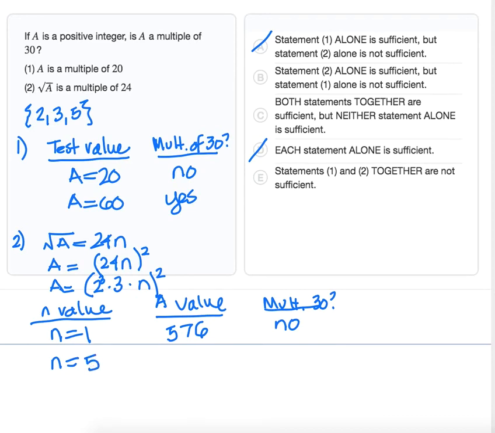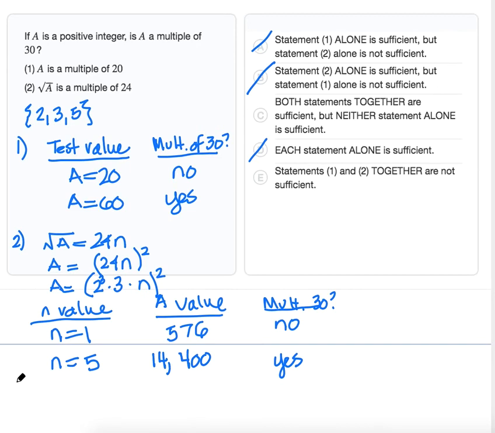Then 24 times 5 is going to be 120, and this might require some multiplication on your part, but our A value is going to end up being 120 squared, which is 14,400, which it turns out, and we can figure this out by factors, that yes, that is a multiple of 30. So once again, we get different results depending on the n values, so statement 2 is not sufficient, which means we can eliminate answer choice B. So the correct answer has to be choice C or E.